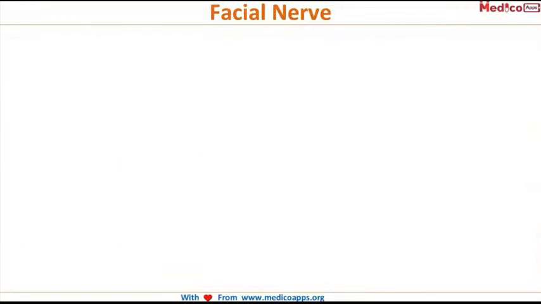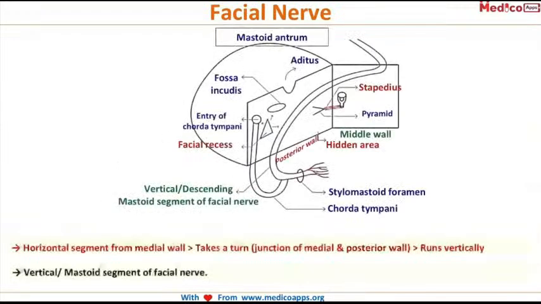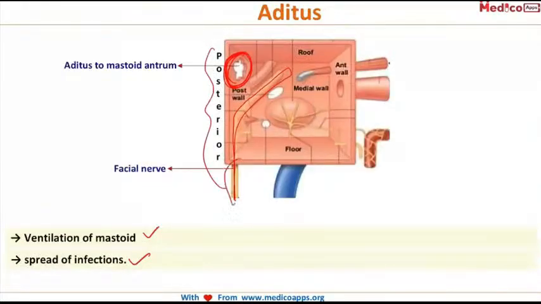The next structure is the facial nerve. So the facial nerve, the horizontal segment, passes from the medial wall, takes a turn at the junction of the medial and posterior wall, and then runs vertically. And this segment is known as the vertical or the mastoid segment of the facial nerve. So in this image, you can see the facial nerve is running vertically over here after passing through the junction between the medial and the posterior wall.